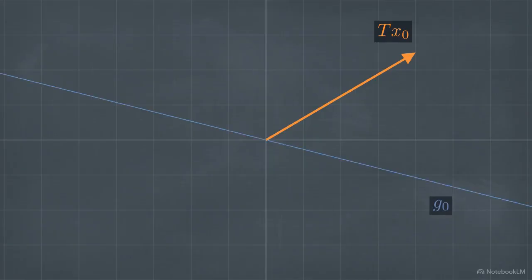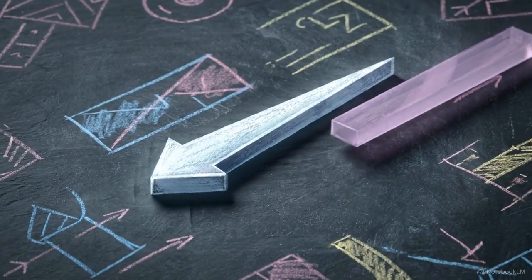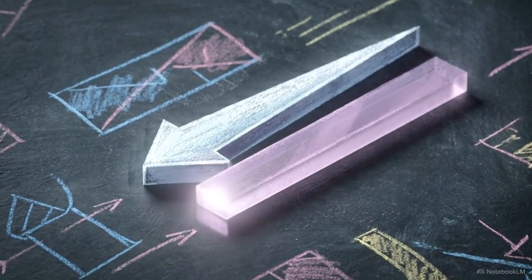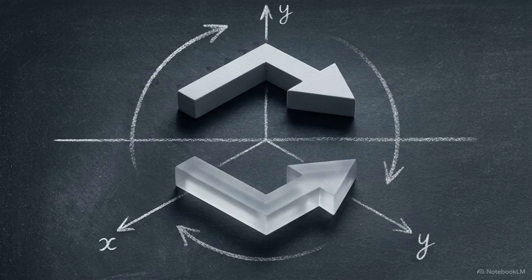This is where we employ the Hahn-Banach theorem. For any output vector Tx0, Hahn-Banach guarantees the existence of a functional, g0, that measures its length without any loss of value. Because this functional exists, the measured value reaches the full magnitude of the output, forcing the norm of the adjoint to equal the original. This ensures that the dual space serves as an isometric reflection of the original space.